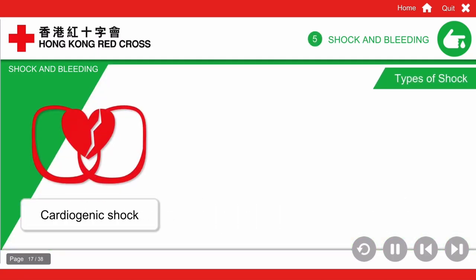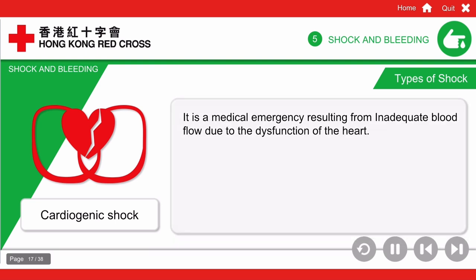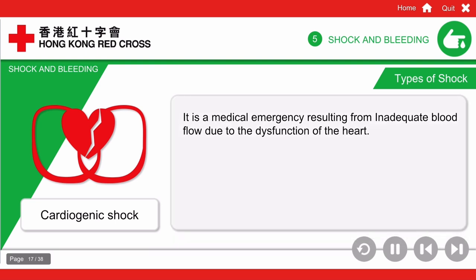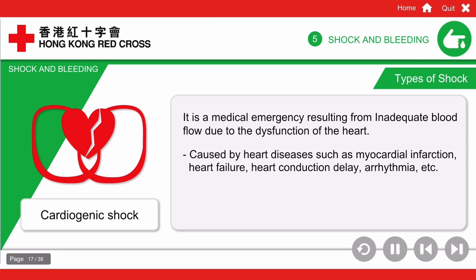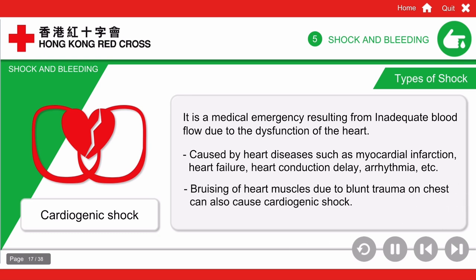The third type is cardiogenic shock, which is a medical emergency resulting from inadequate blood flow due to the dysfunction of the heart. It can be caused by heart diseases such as myocardial infarction, heart failure, heart conduction delay, arrhythmia, etc. Bruising of heart muscles due to blunt trauma on chest can also cause cardiogenic shock.